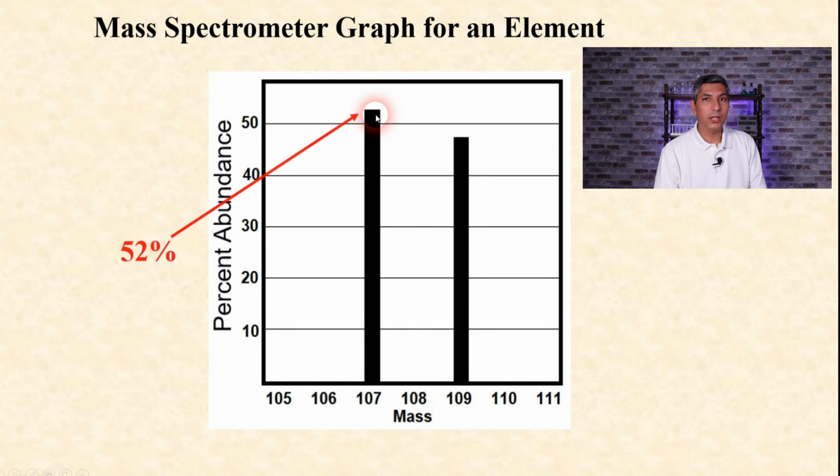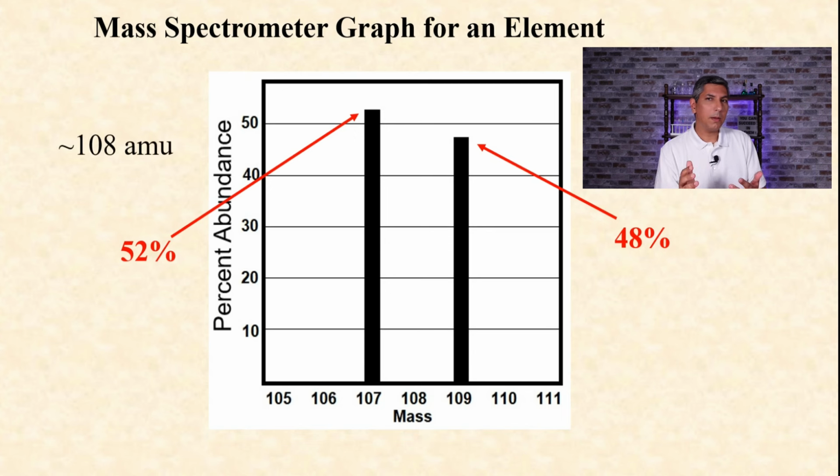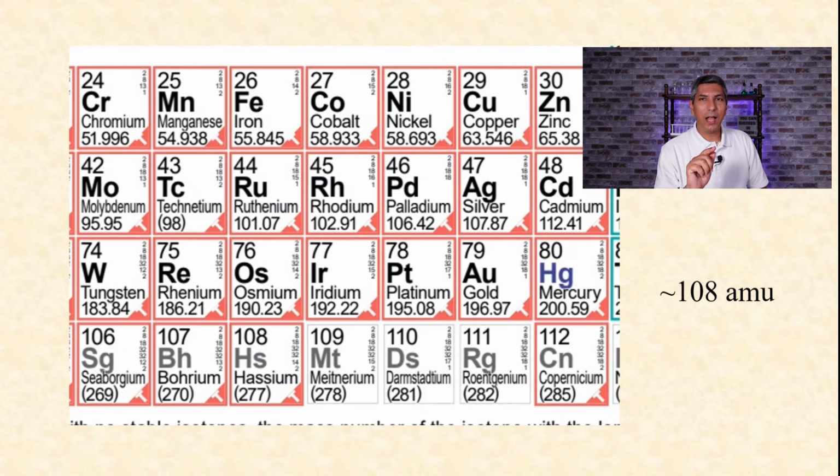About 52% of all the atoms of this element have a mass of 107, while about 48% have a mass of 109. We can do some quick math and estimate that the average atomic mass of this element would be right around 108, maybe a tad less than that. So we can look at the periodic table and confidently say that this is the graph for silver. You need to be able to do that for any element's mass spec graph that you might be given on the exam.